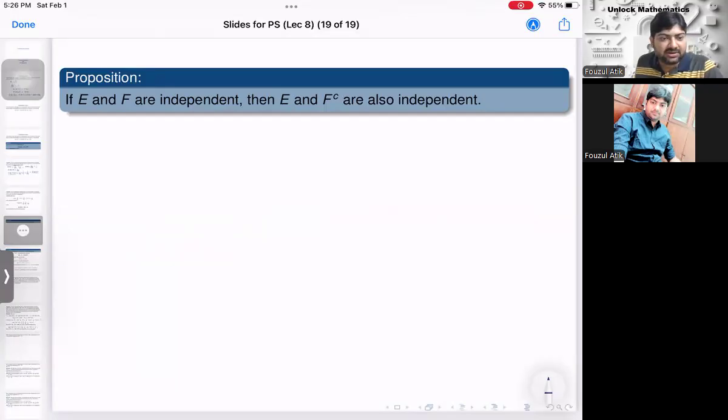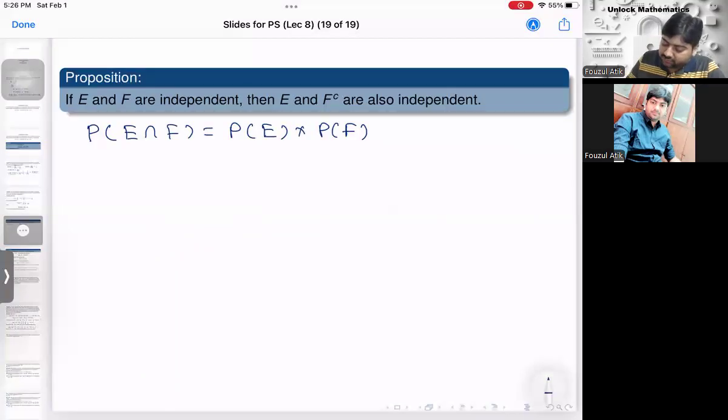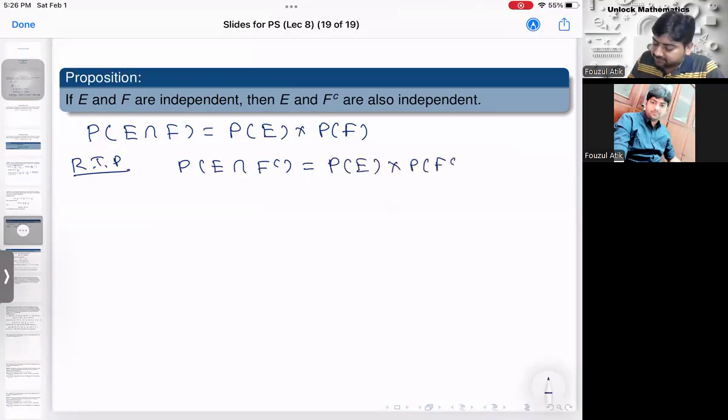So what are the things given? E and F are independent. What does it mean? From the definition we can say that P of E intersection F is equal to P of E into P of F. This is given. What you have to prove? Required to prove: P of E intersection F complement should be equal to P of E into P of F complement.